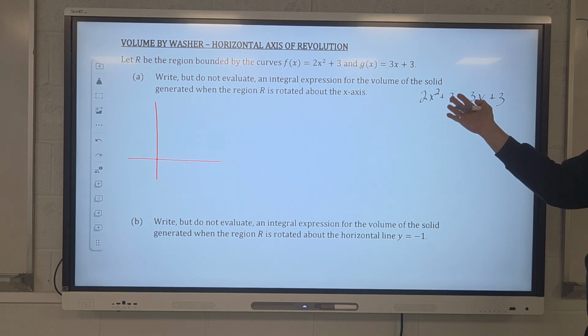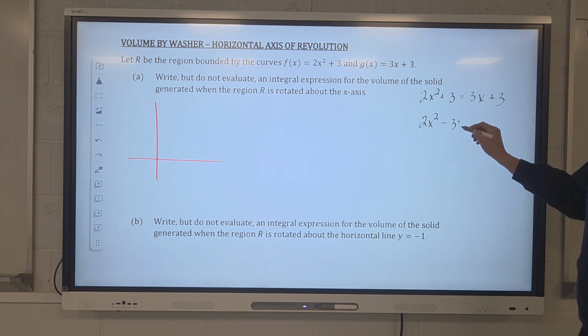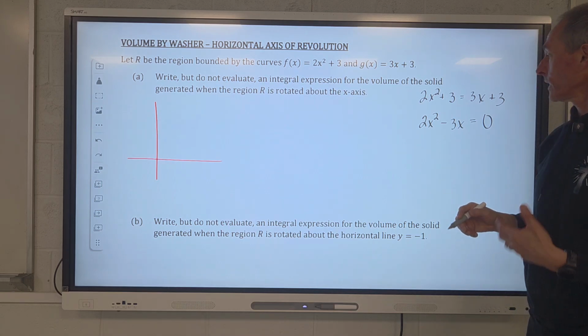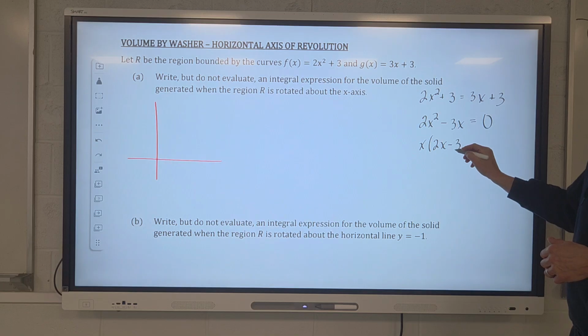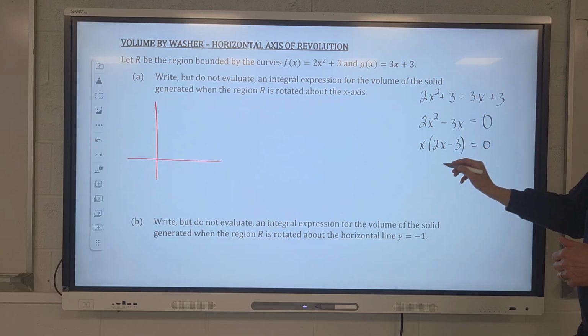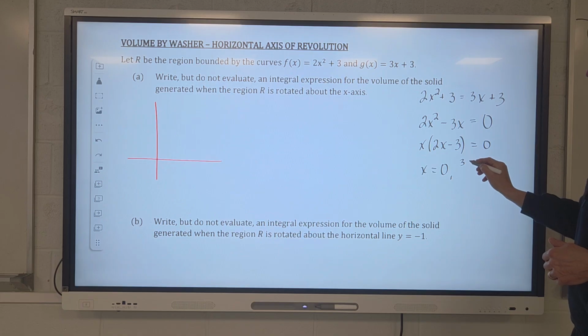I think if we just move everything over, it makes our life easier here. 2x squared minus 3x, and then look at that, the 3's will eliminate from the problem. So here we are, 2x squared minus 3x equals 0. Let's factor that real quick. Take an x out. So it looks like we have points of intersection at 0 and 3/2.